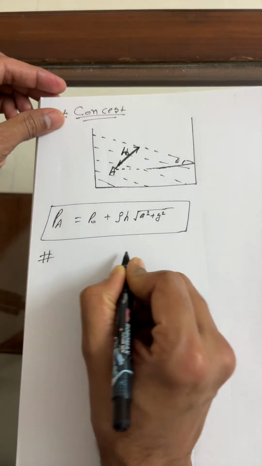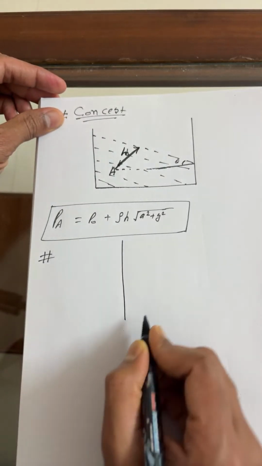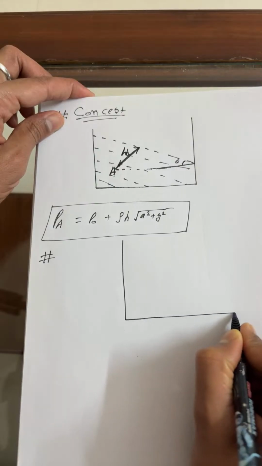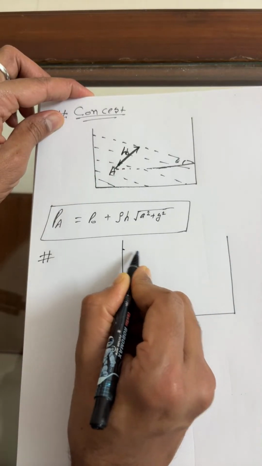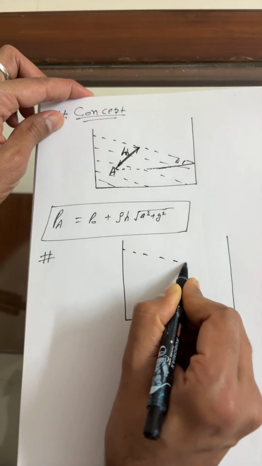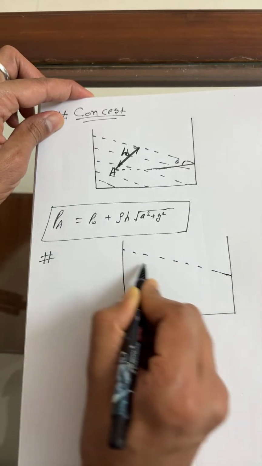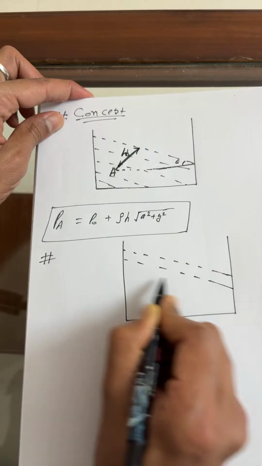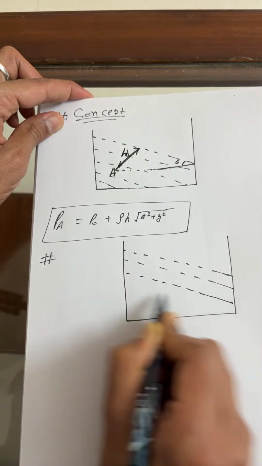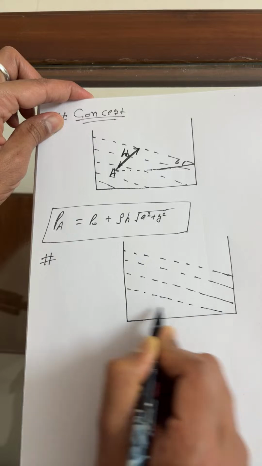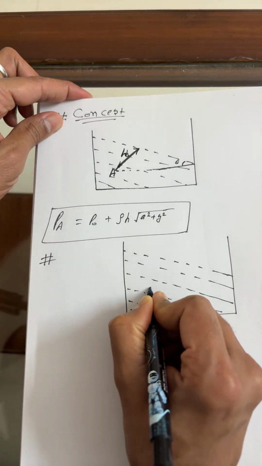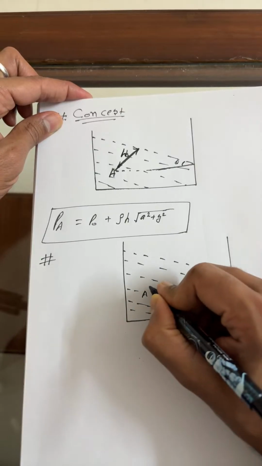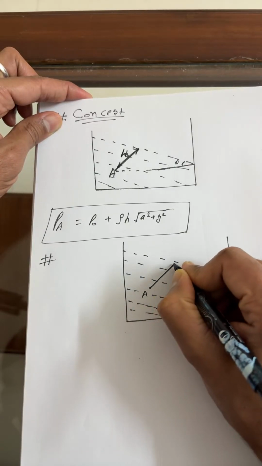Students, you can say for these situations, at point A, this is the liquid. This is the condition of the liquid. So students, I'm considering point A, and this is point A.